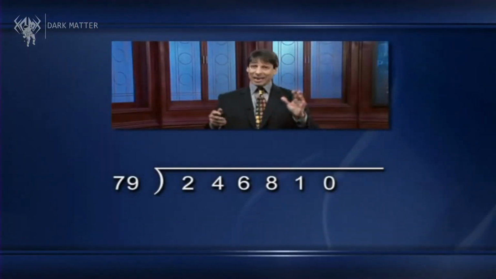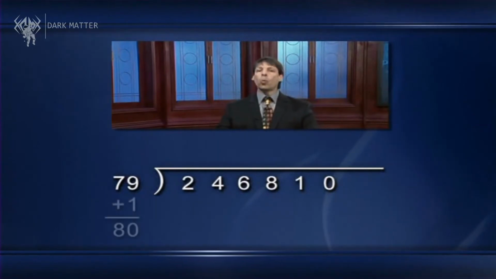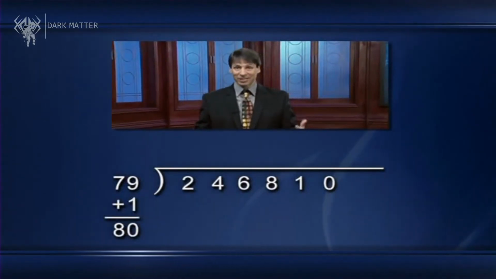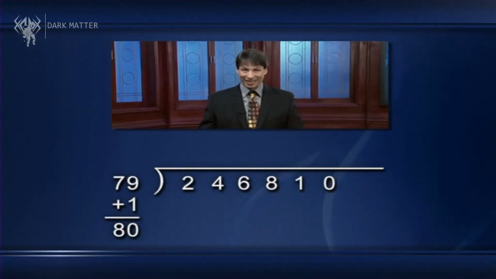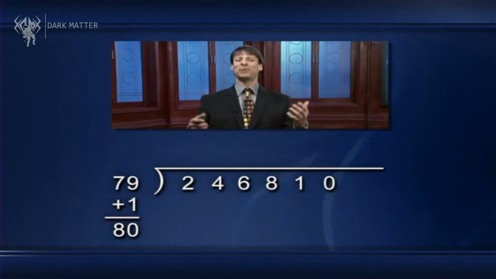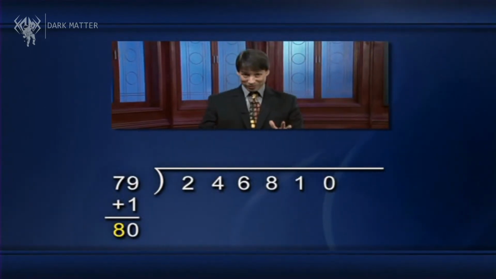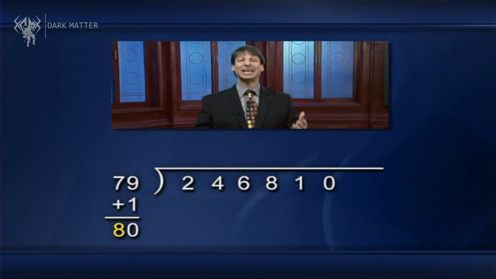I'll explain why this works shortly, but let's first get comfortable with how it works by doing another example. Let's do 79 into 2, 4, 6, 8, 10. All right? Now, as before, we add 1 to get to the nearest easy number, that's 80. Okay, so our divisor is going to be 8. Ignore the 0 there. Our divisor is 8.